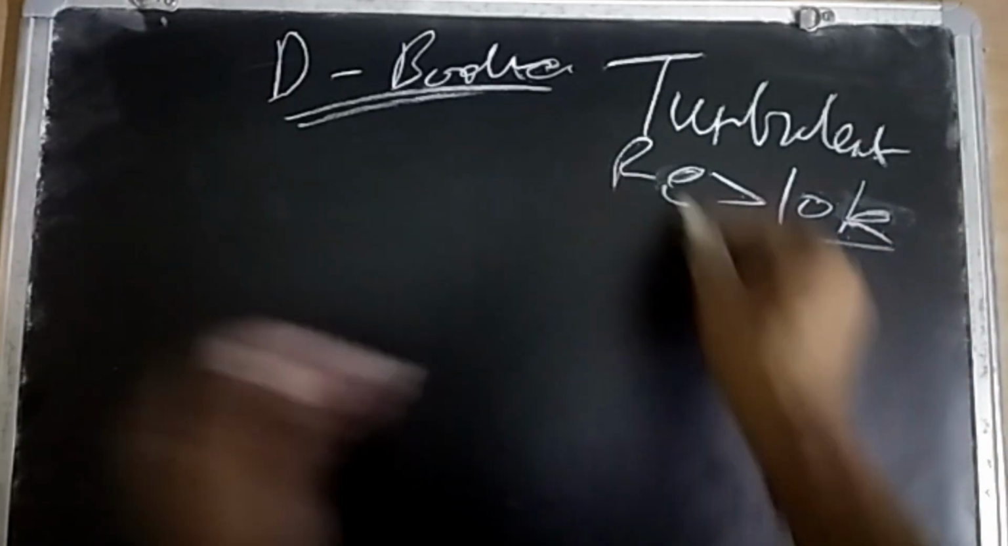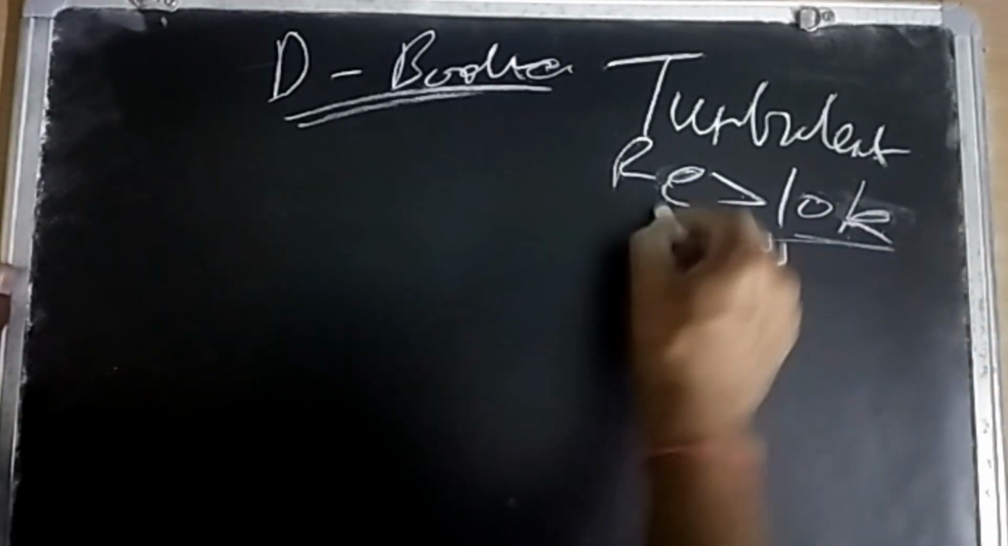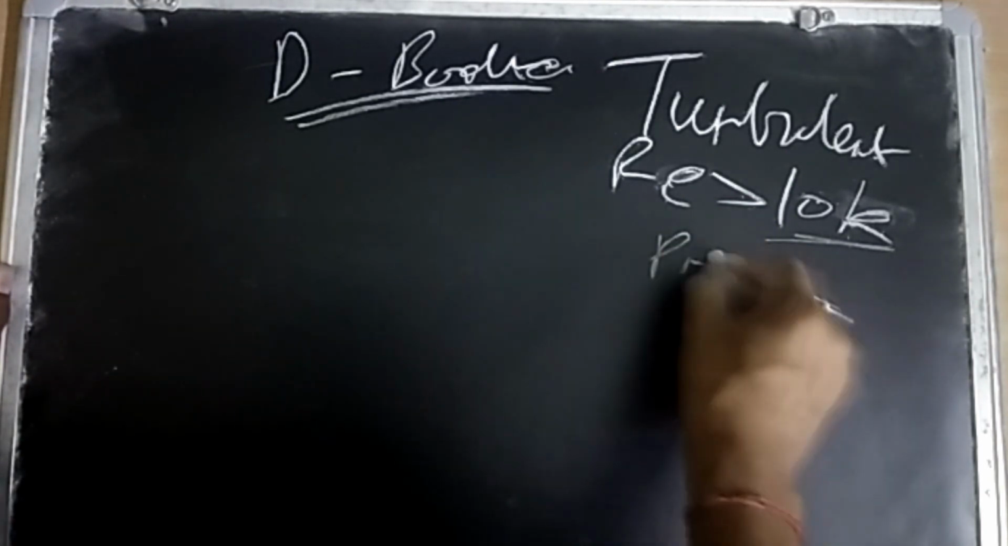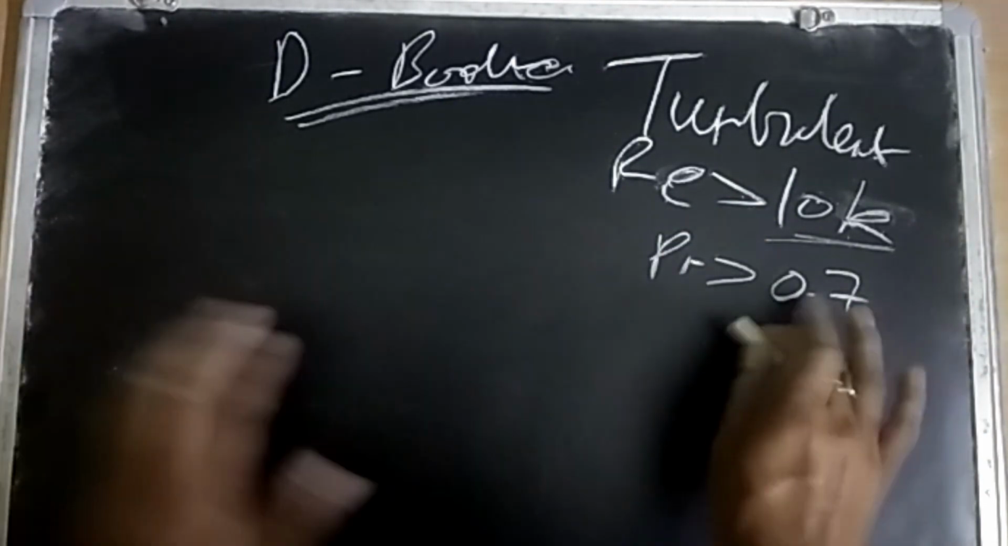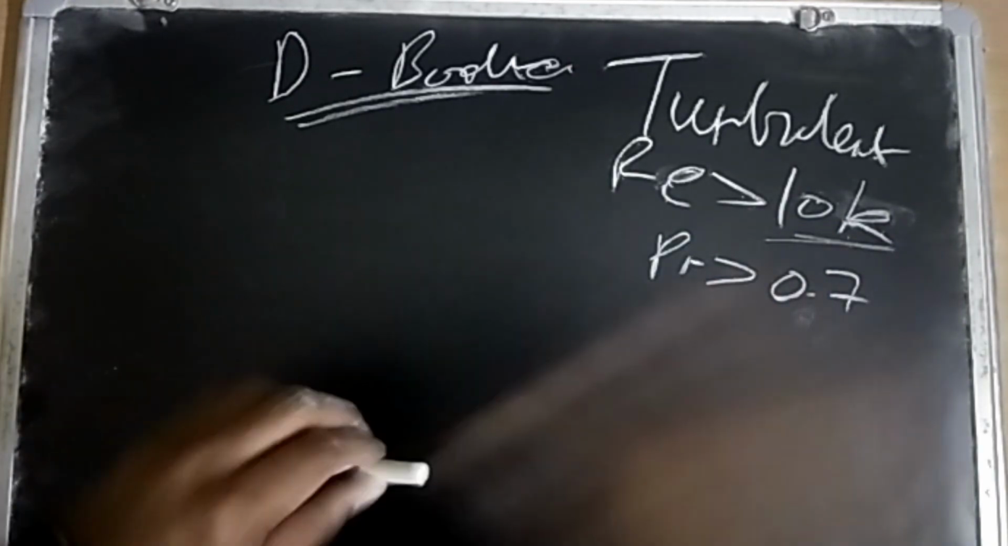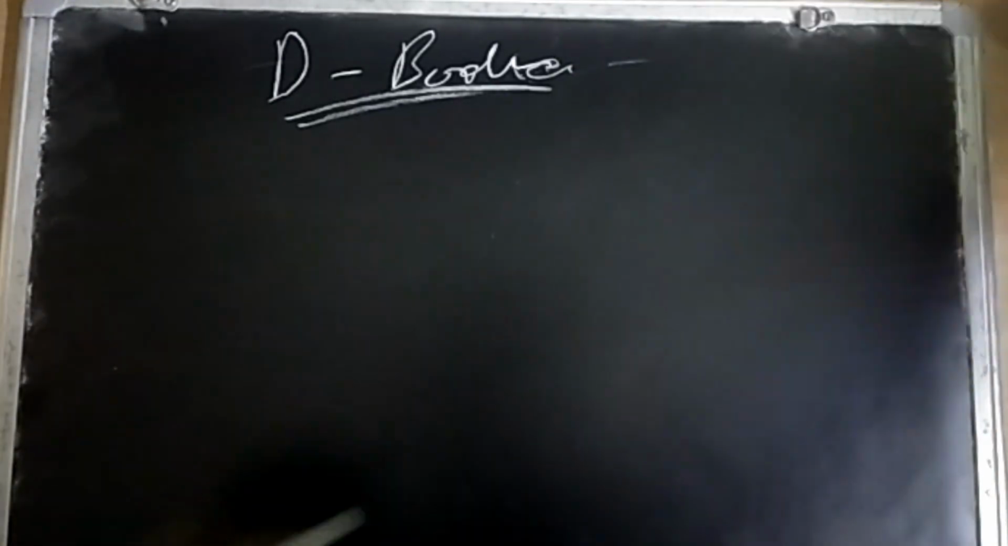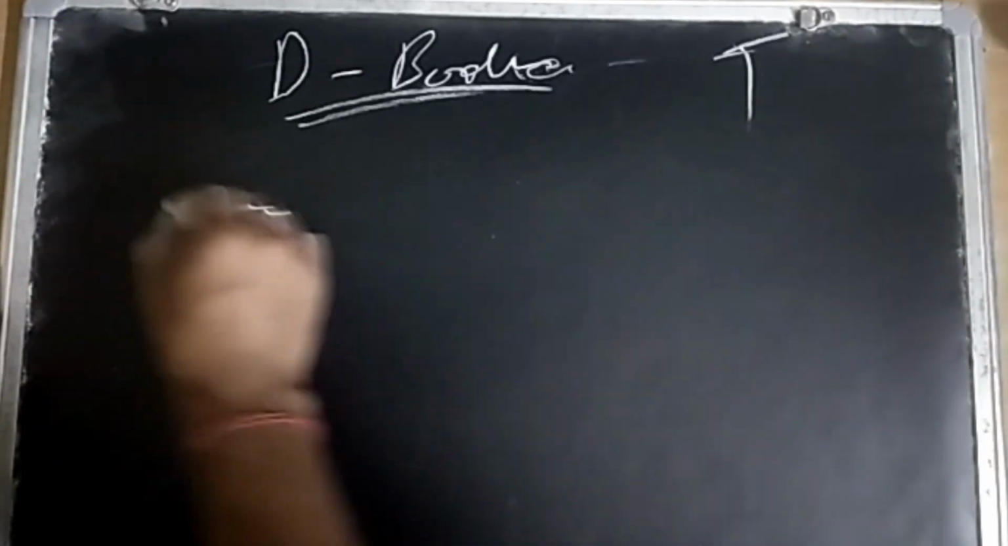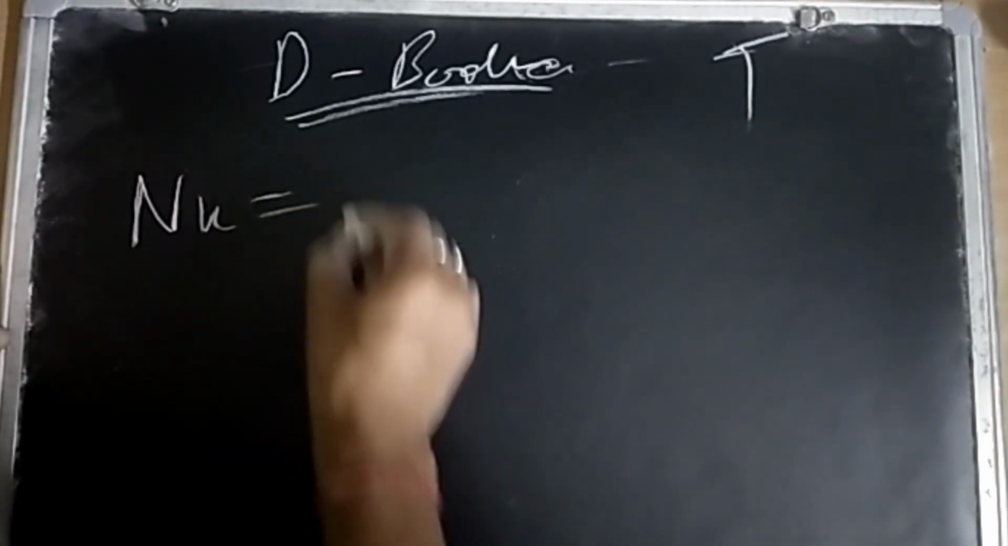So Reynolds 10k, and Prandtl should always be greater than 0.7, at least greater than 0.7. So Dittus-Boelter is the most famous. And for turbulent, remember turbulent, this is Nusselt at any position x.